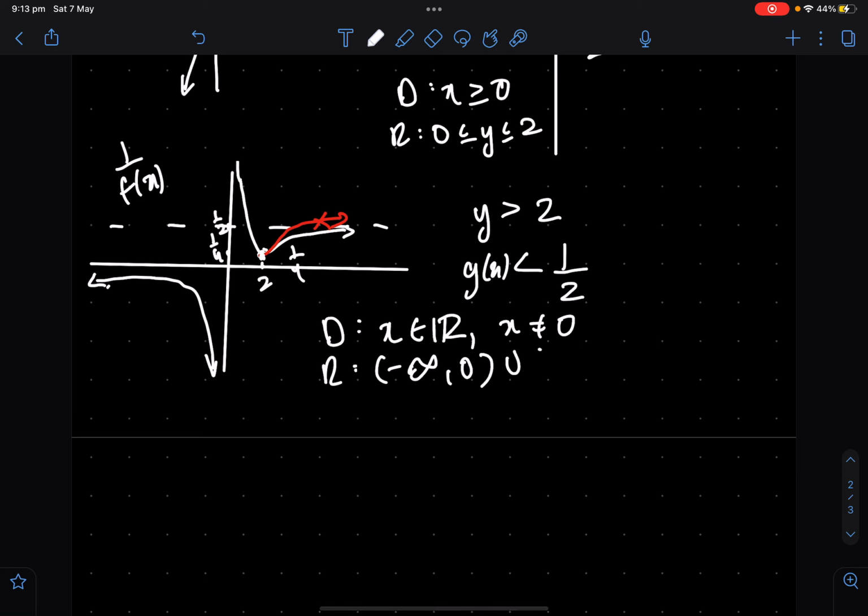And it can be square bracket to positive infinity. And that is our range.